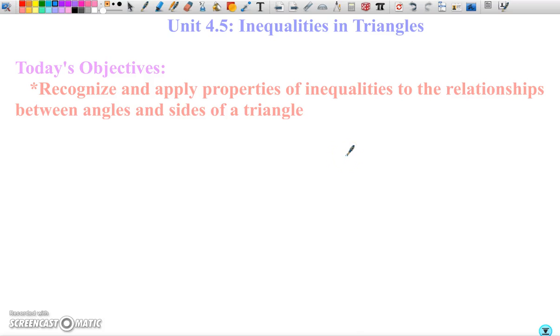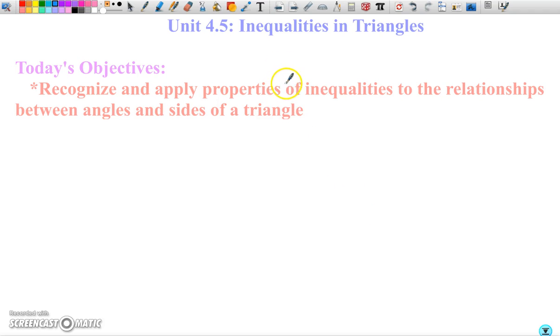In previous sections within this unit, we've talked about actual angle measurements and side measurements within triangles, finding them and working with different types of triangles and manipulating equations so that we can actually find the exact measurements. But in this section, we're not going to look for exact measurements. We're just going to compare some measurements and what's bigger, what's smaller, what's the in-between.